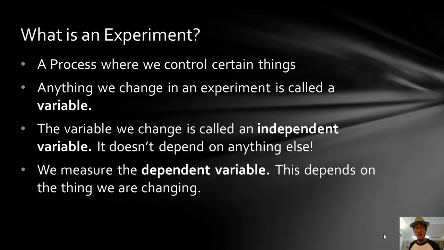Then there's the dependent variable. This depends on the thing that we're changing. So the size of the plant, how healthy it is, how green it is, how well it grows in general. These things would be known as the dependent variables. They depend on what we did originally. So if we put that clay soil in a plant, then maybe the plant doesn't grow as high, because what we're recording, the part where it's not growing as high, that's a dependent variable.